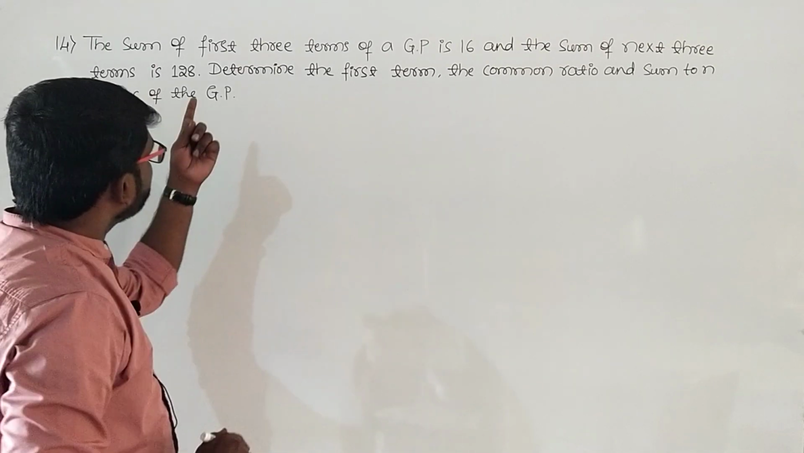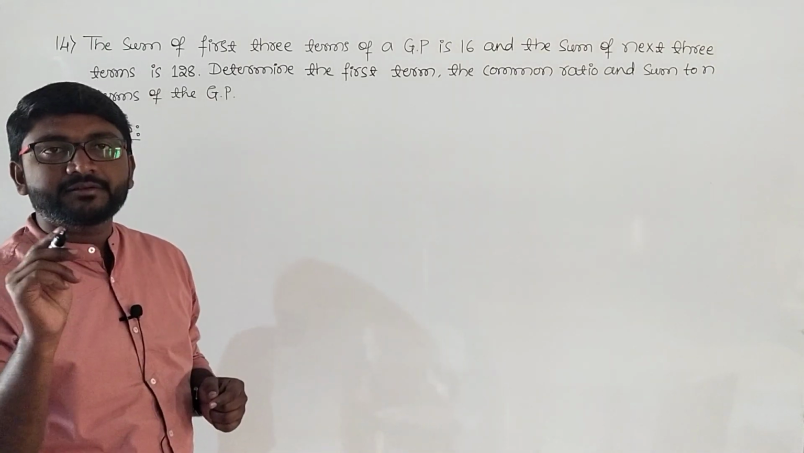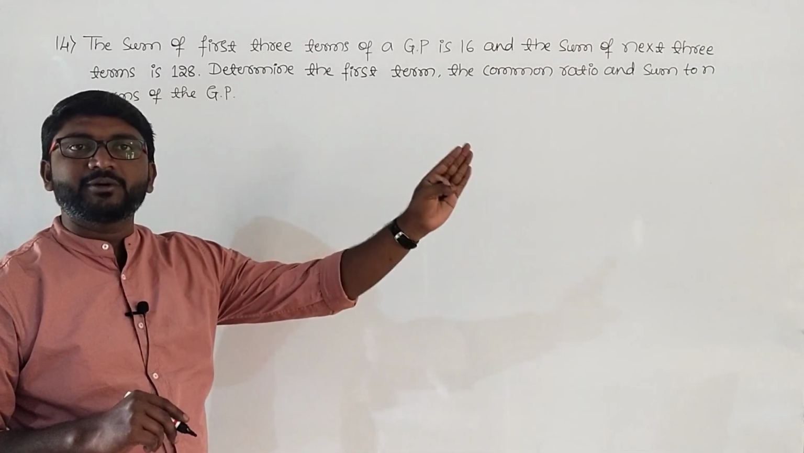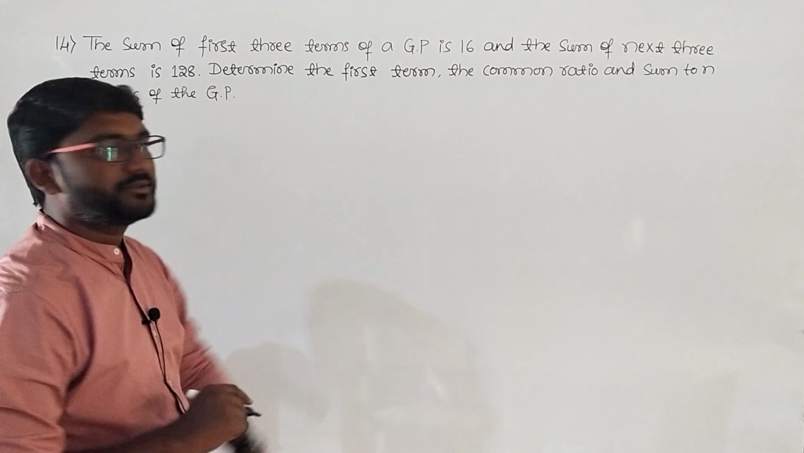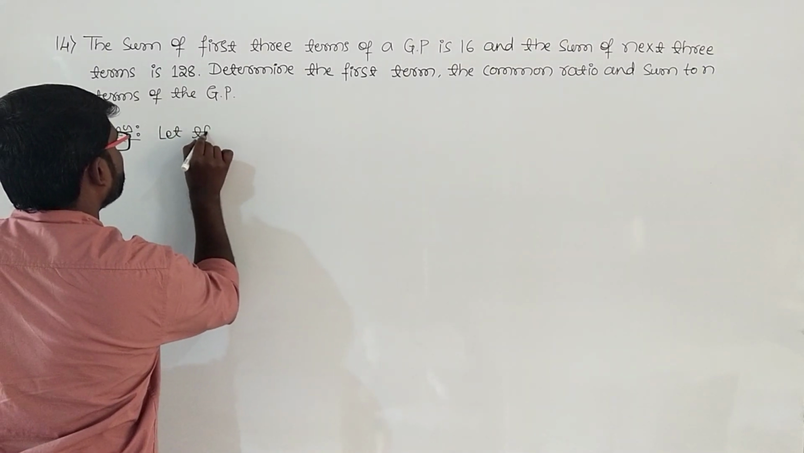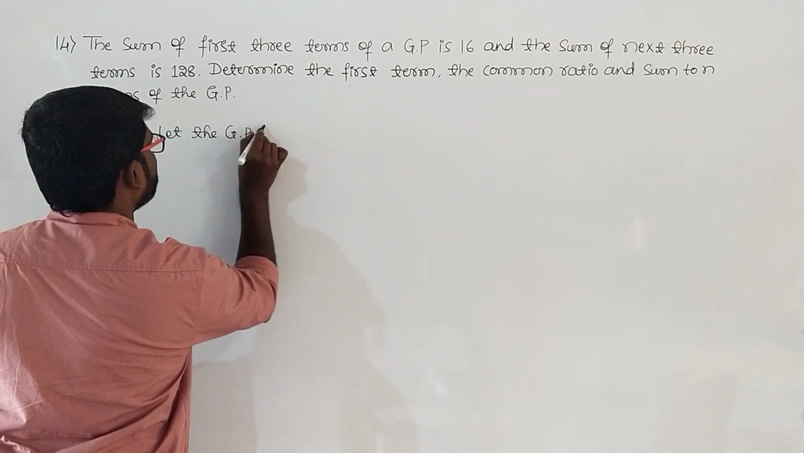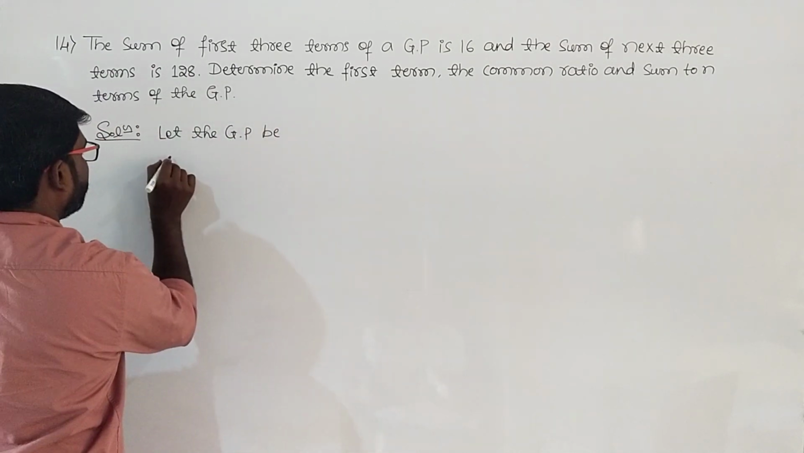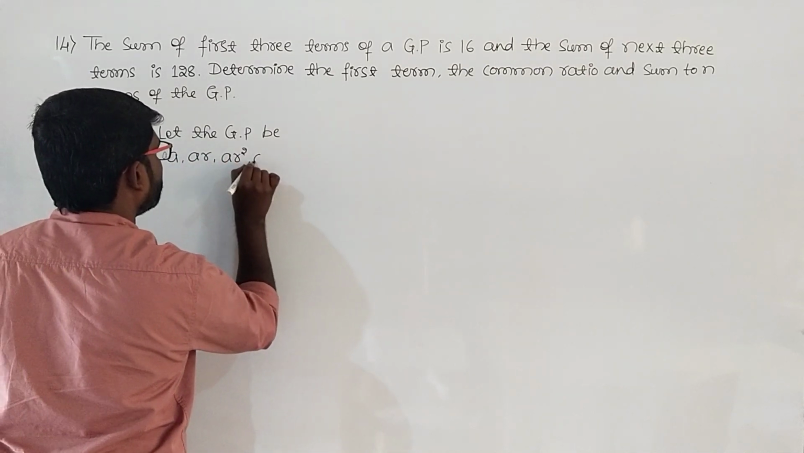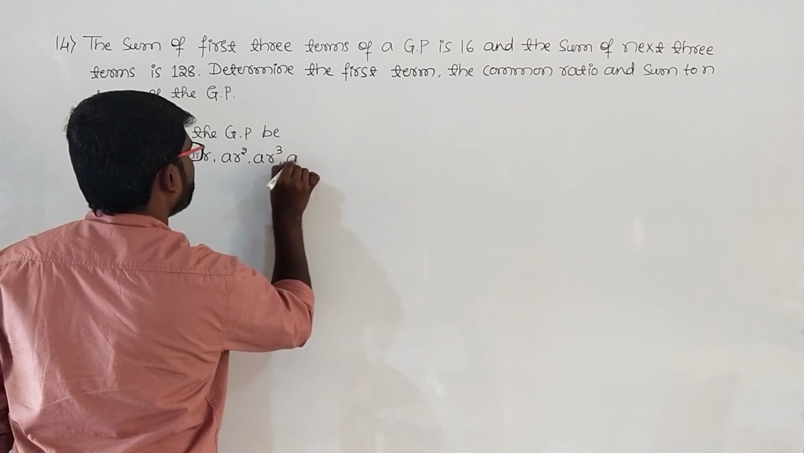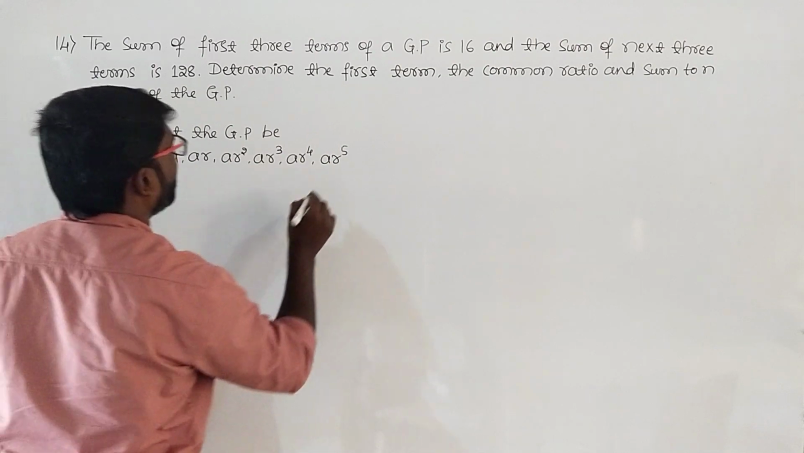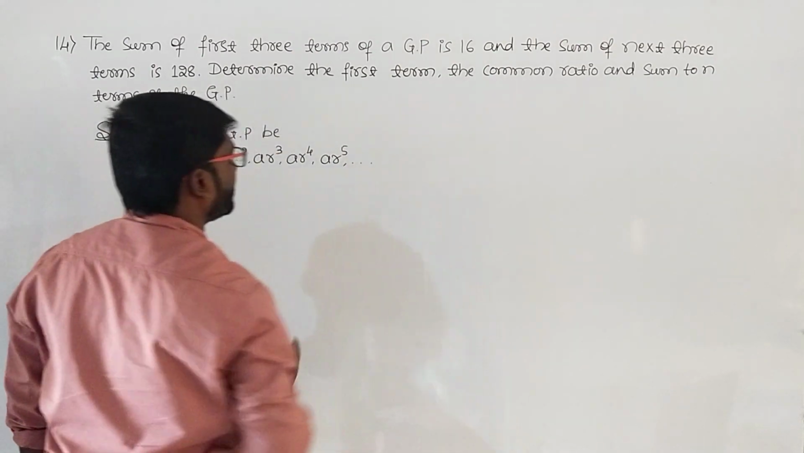So he says the sum of first 3 terms of a GP is 16. So I'll consider the GP as A, AR, AR square, A into R raised to 3, A into R raised to 4 and A into R raised to 5. Let the GP be A, comma, AR, comma, AR square, comma, A into R raised to 3, comma, A into R raised to 4, comma, A into R raised to 5, and so on and so on.